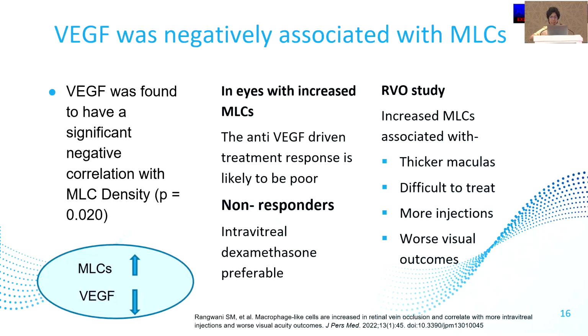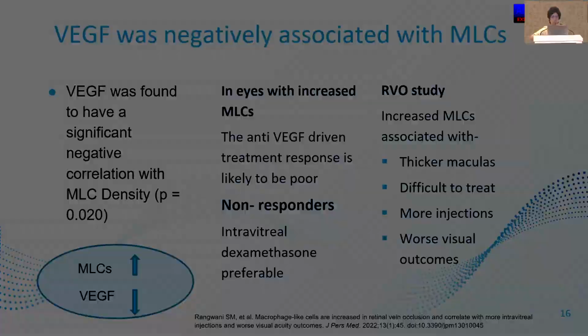And this finding was actually corroborated by a clinical study by Rangwani et al., where in the retinal vein occlusion study they found the increased MLCs were associated with thicker maculas, they were difficult to treat, they required more injections of anti-VEGF, and they had worse visual outcome. So this possibly indicates that the VEGF and MLCs have a negative correlation.